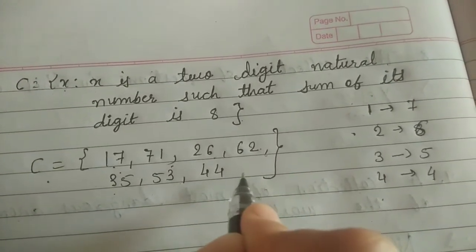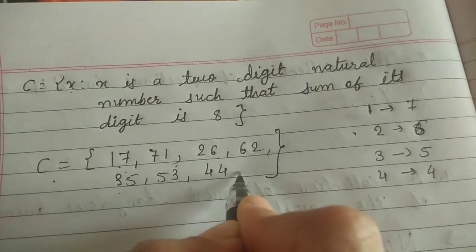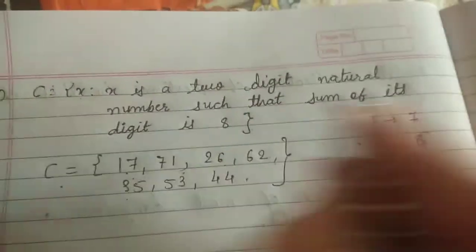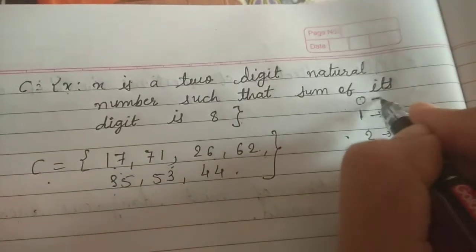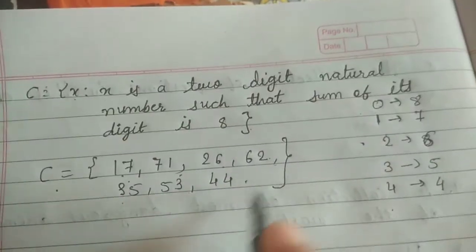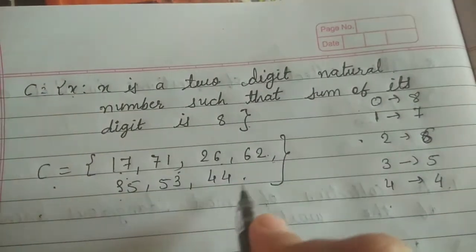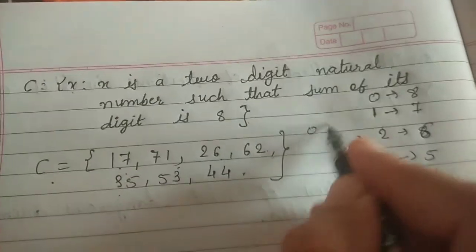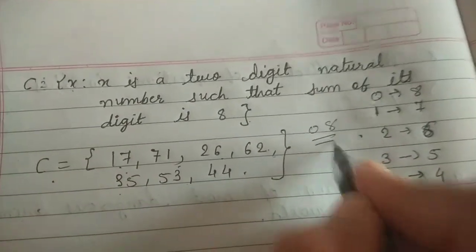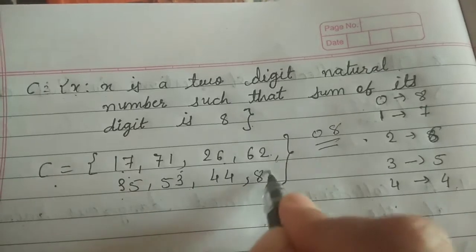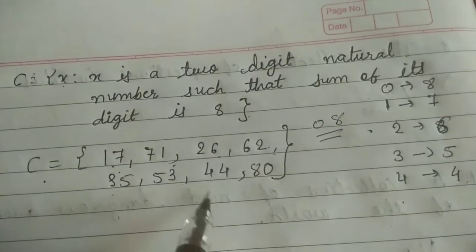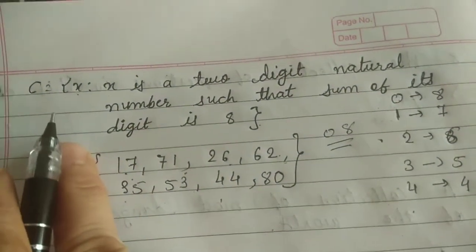Anything else remaining, students? Yes, 1 is remaining because it is a 2-digit number. So I can write down 0 and 8. Okay, so 0, 8 we cannot write, because if I write 0, 8, then it is a single digit number. So we have to write down 80. So this is the roster form of the set C.